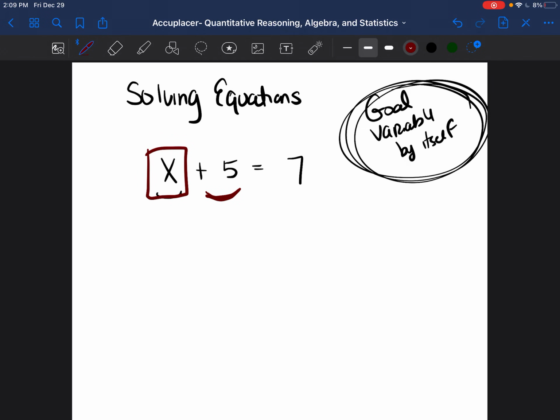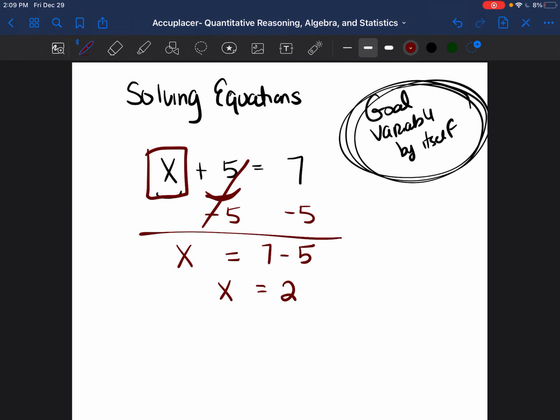So in order to solve equations, you have to figure out first, what is causing the x to not be by itself? The second question you have to ask yourself is, what's happening to that value right now so that we could do the opposite to get rid of it? So right now, that 5 is being added. So we need to get rid of that 5. So we need to subtract it from both sides. So it would be x, the 5's cancel out, is equal to 7 minus 5. 7 minus 5 is 2, so x is equal to 2.